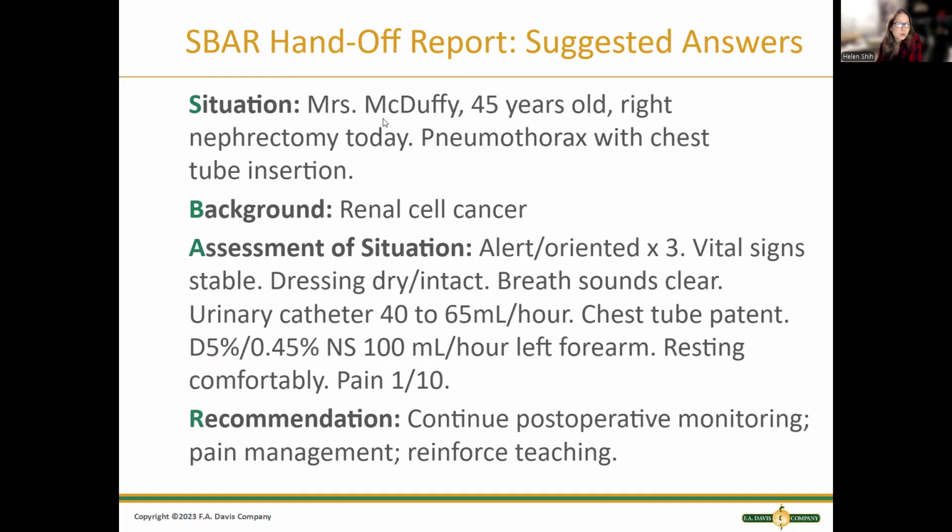So the situation that is suggested by your book is talking about this 45-year-old with right nephrectomy, who also developed pneumothorax with a chest tube insertion, which is similar to what I said. The background is that they have renal cell cancer. I would have added a little bit more to that, but just keeping it at renal cell cancer or kidney cancer is fine. Then the assessment is everything that we talked about. And then the recommendation is to continue postoperative monitoring, pain management, and reinforced teaching.